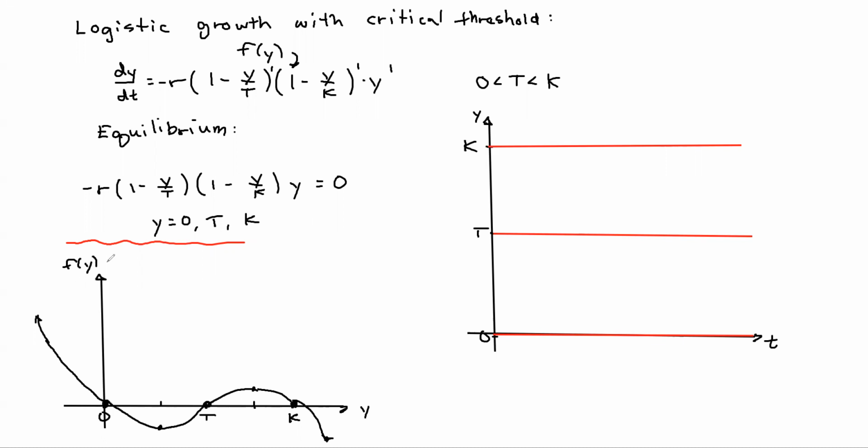So we have f of y equals this. So we know that f of y equals negative r times 1 minus y over t times 1 minus y over k times y. This is our graph. We could go through and find f prime of y and then set it equal to 0, and that will generate the places where there's a horizontal slope, here and there. Okay, so we're not actually going to go through and do that.